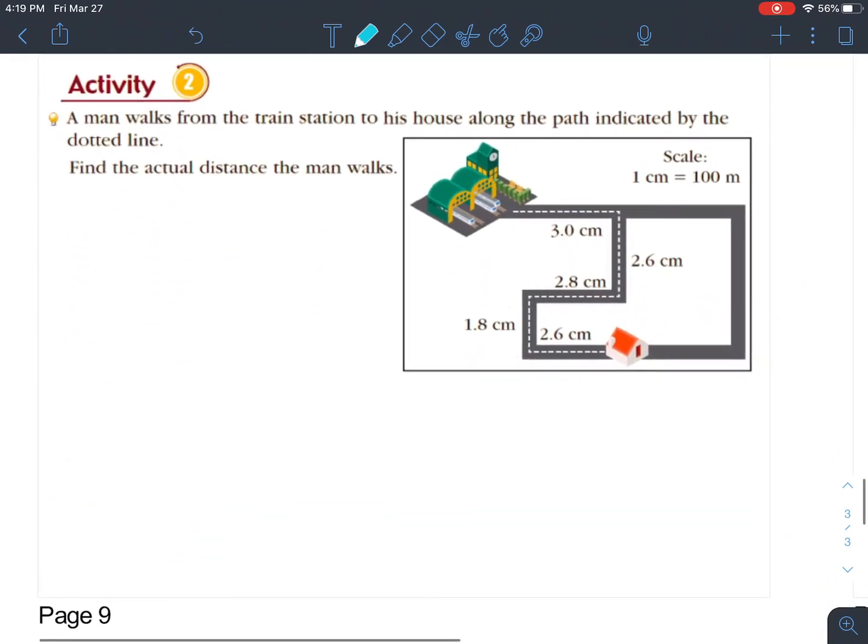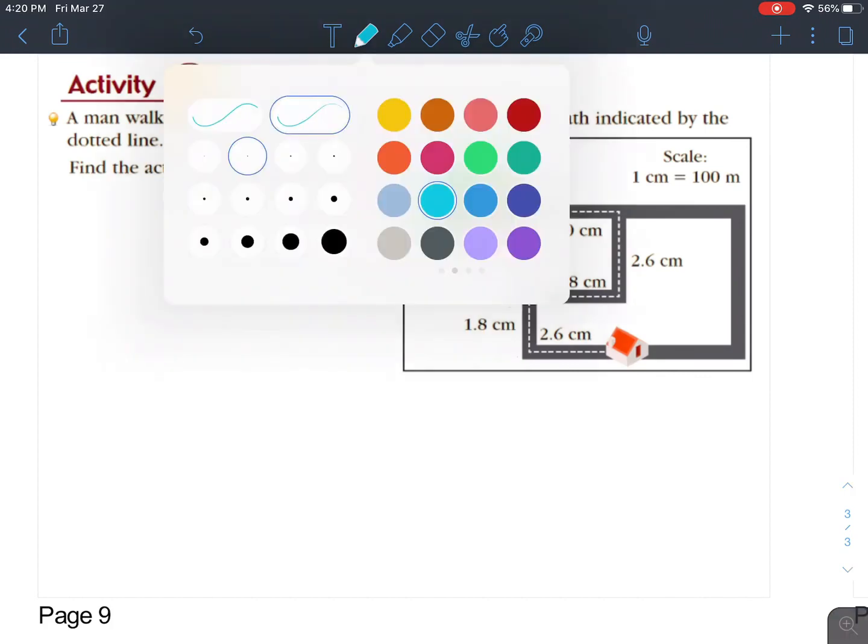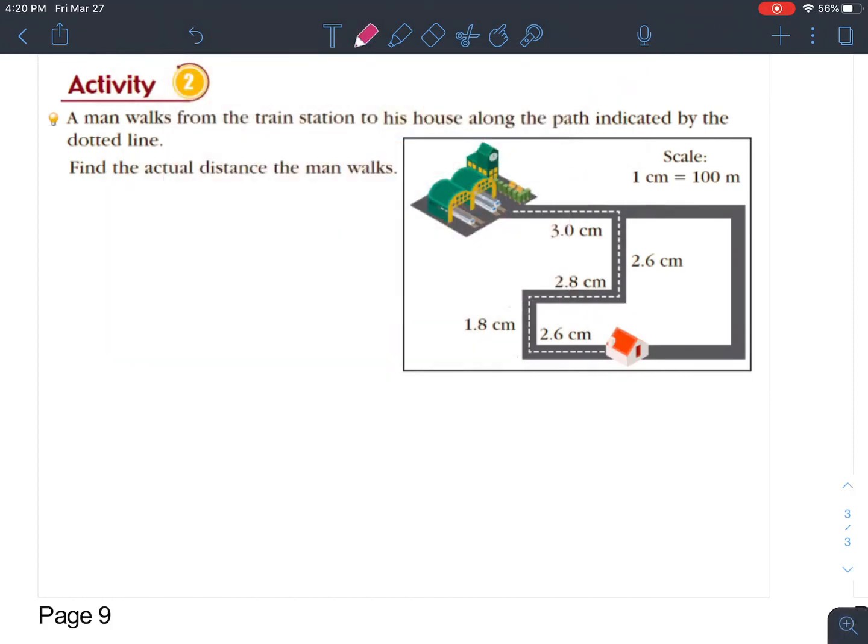Okay, so I want you to try this one then. You are given a scale in this picture, and you are asked to find the actual distance that this man walks from the train station to his house. So pause the video, and then when you are done, start it up again, and I will tell you what the answer is.